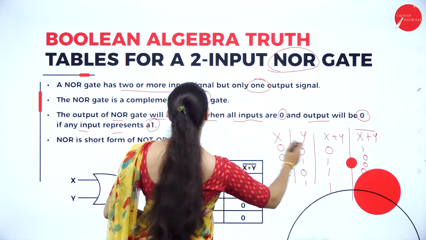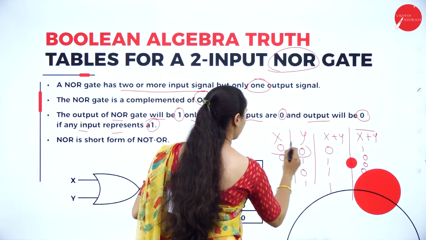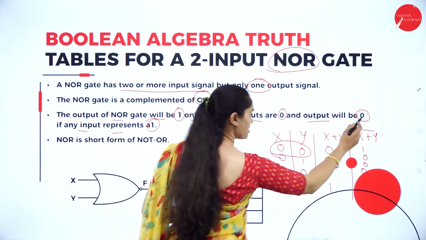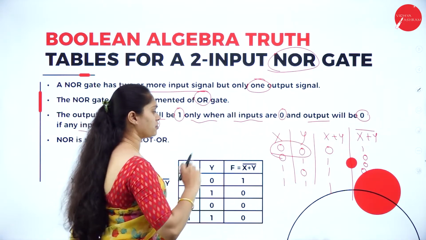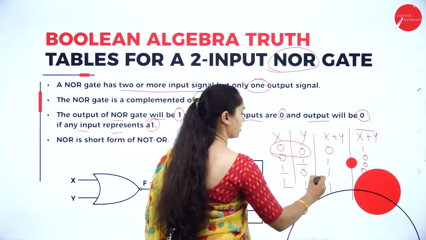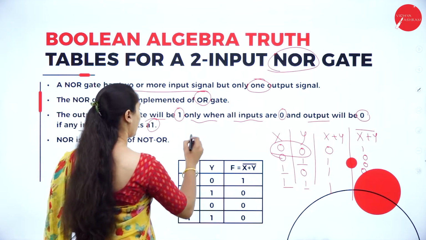You can see here the output will be 1 when all the inputs are 0. Here you can see we have 0 and 0 for X and Y. Then the output will be 1. Then when any one of the input signals is 1, so here we have 1, 1 and 1, that's why the output is 0. Then how are we going to write this NOR gate?